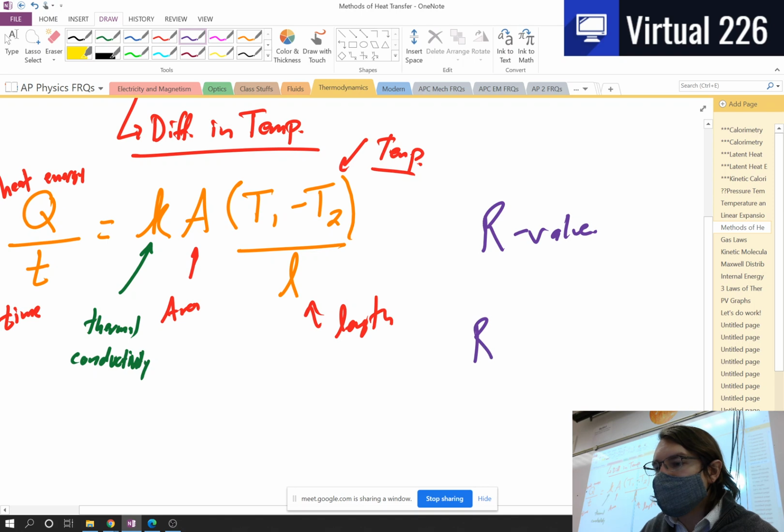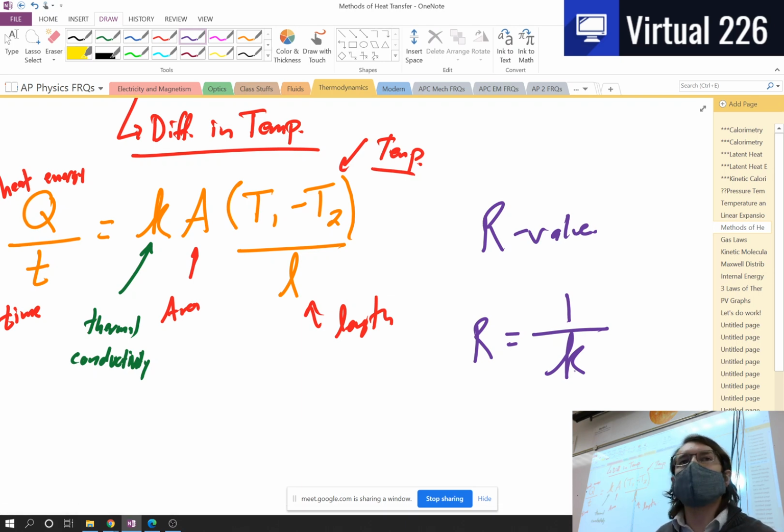R is a resistance, or a resistance to heat flow. Just like if we had a resistance of a resistor with electricity, that was how well some object is preventing the flow of current. R values are designated as 1 over k. So higher R values are better insulators. Lower k values are better insulators. And that makes sense because with k in the denominator, as k becomes smaller and smaller, R values increase.